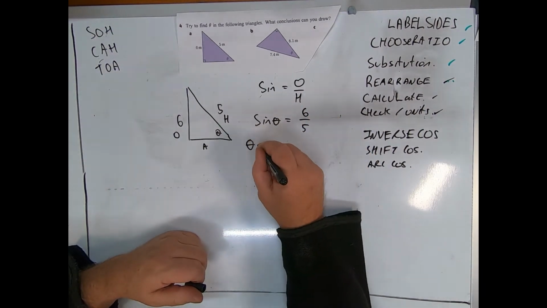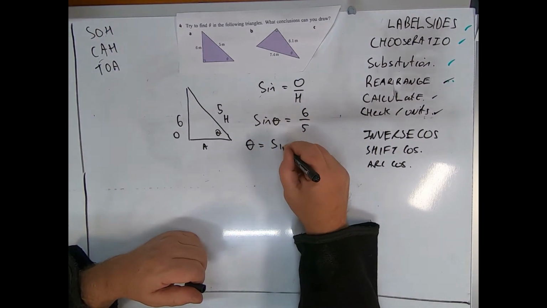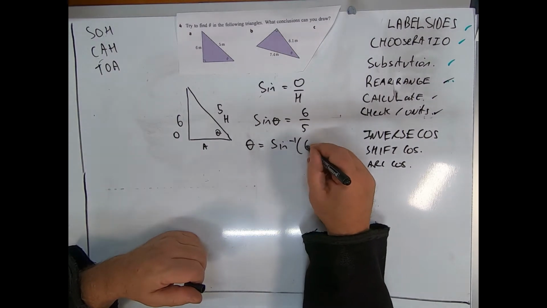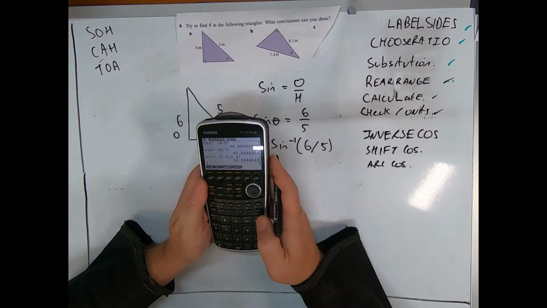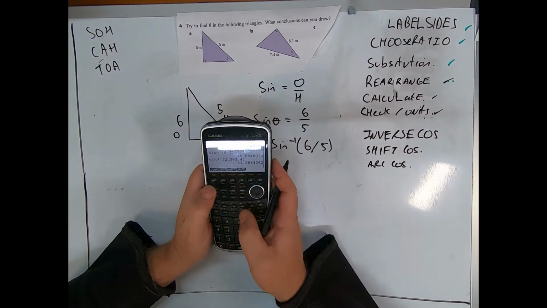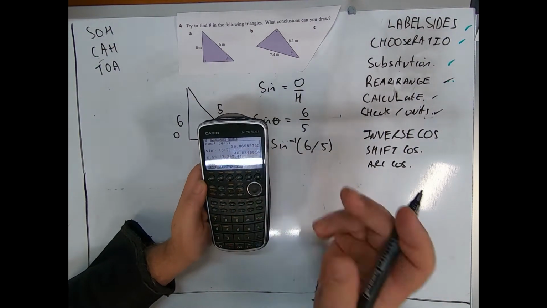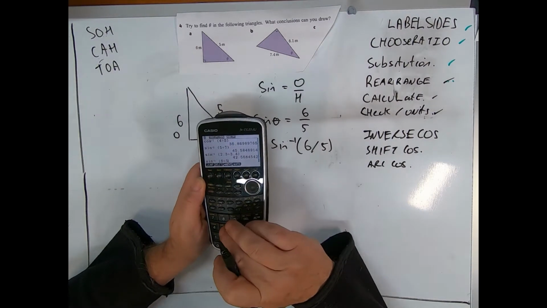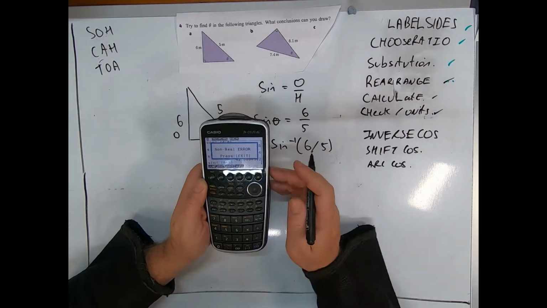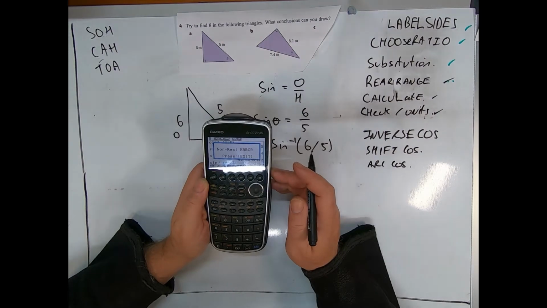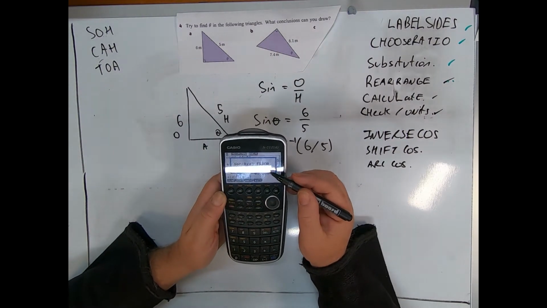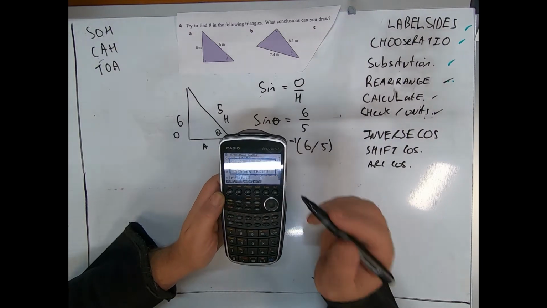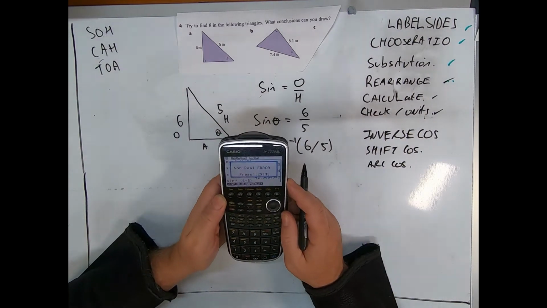And then we go along to this setup here and do our arc sin, ready to put it into the calculator. So very carefully, we're going to do shift sin bracket 6 divided by 5 bracket. Error. So what's going on here?